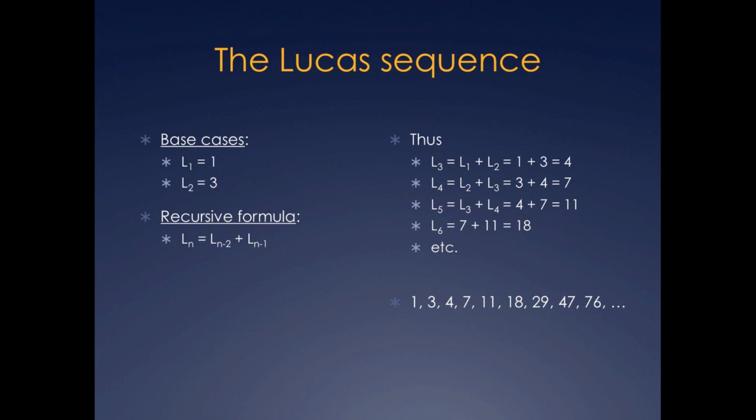So if you do this carefully, you'll discover that L3 is 1 plus 3, which is 4. L4 is 3 plus 4, which is 7. L5 is then 11. L6 is 18. Again, you're always just adding two terms to get the next one. So here's how it begins. 1, 3, 4, 7, 11, 18, 29, 47, 76, and so on. Of course, you could continue this as long as you like. This is really a so-called infinite sequence. It's a sequence of numbers that goes on forever.